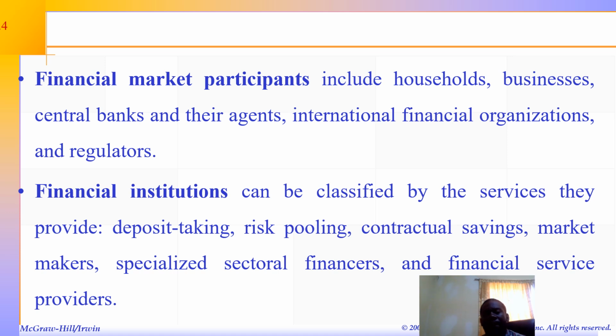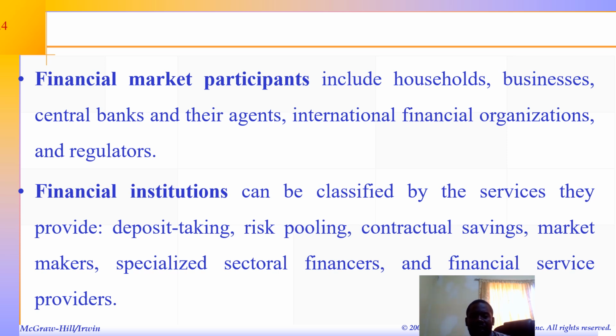Okay, now what about financial market participants? Again, this is just revision. We know that financial market participants include households. They include businesses. They include the central bank like the Bank of Zambia and their agents, as well as the international financial organizations and regulators. So remember, we are not operating in isolation. There is an international market out there that we need to relate with. So all those are participants, and even when it comes to regulation, there should be some kind of alignment with what is prevailing at the international stage. So we'll be able to look at that as well.